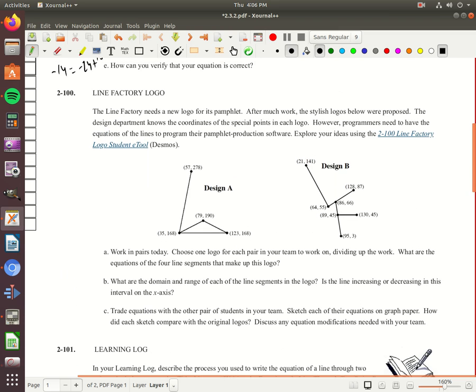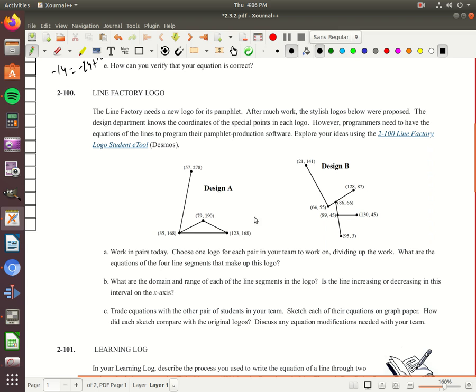All right, so the Line Factory. The Line Factory needs a new logo for its pamphlet. After much work, two stylish logos were proposed. The design department knows the coordinates of the special points in each logo. However, programmers need to have the equations of the lines in their program to program their pamphlet. Use production software to explore the ideas.